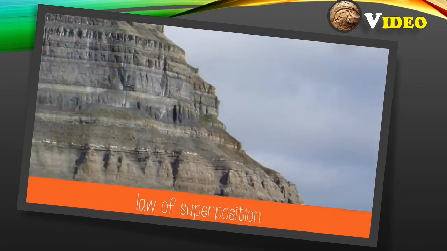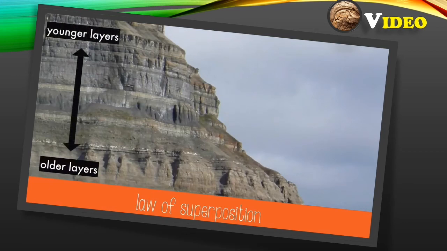The law of superposition is that older layers are on the bottom and younger layers of rock are on top. This allows us to relatively figure out the age of different organisms or fossils that we find in layers of rock. So an organism found below another organism would be older than the one on top. So letter Z is older than letter X in this case.